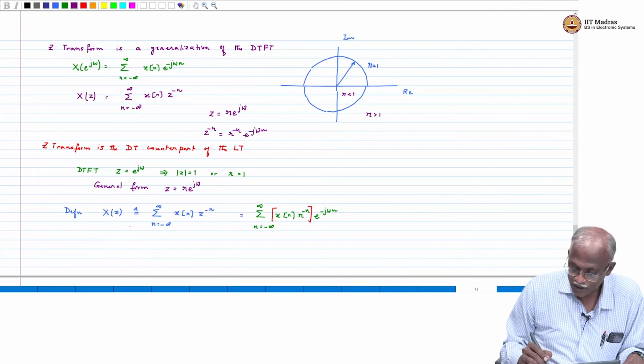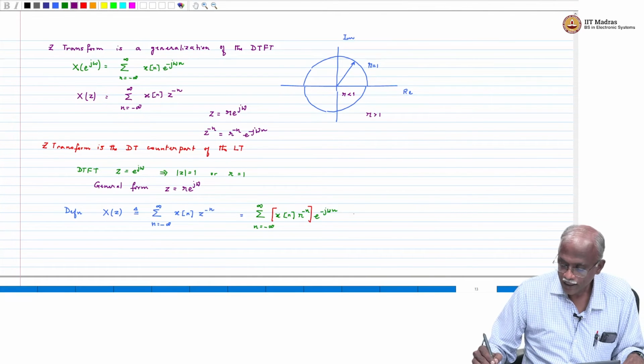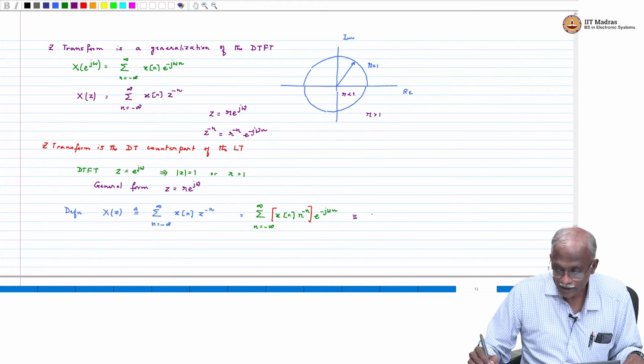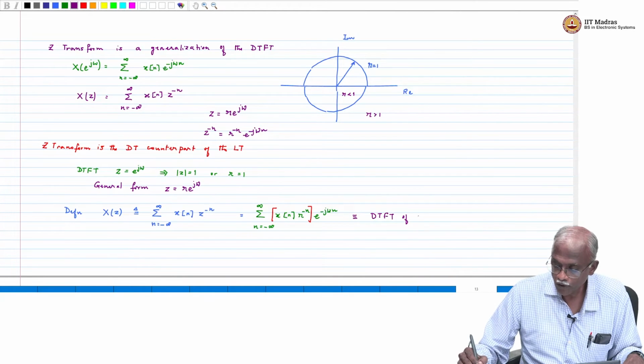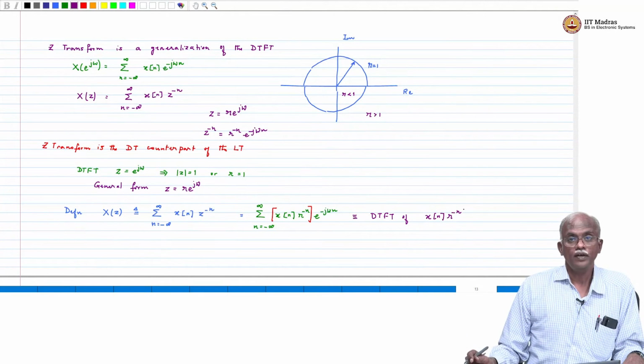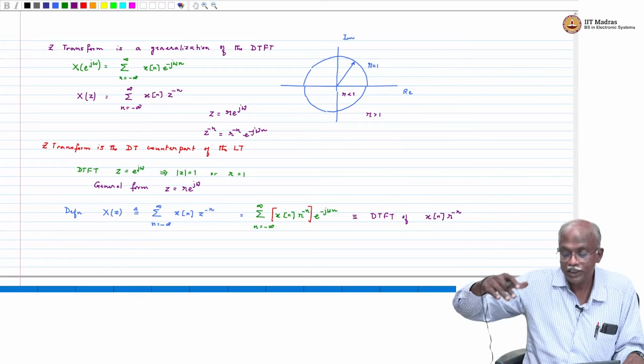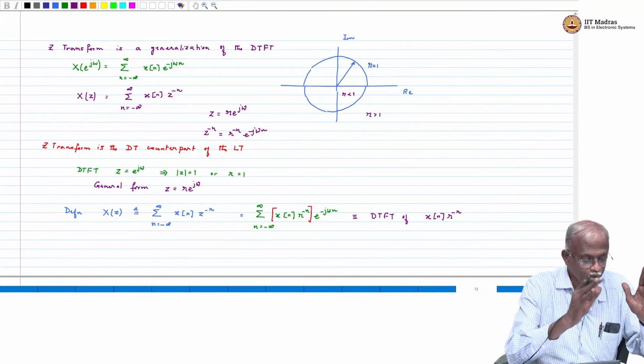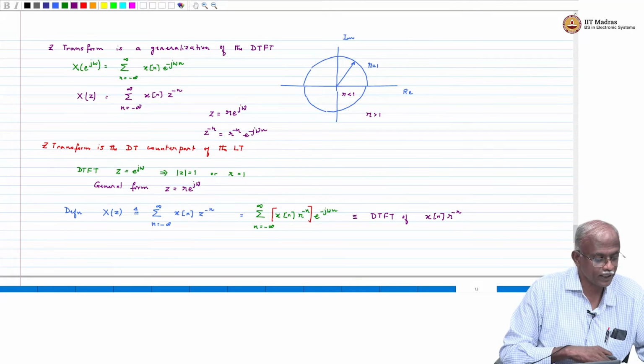So, the Z transform of x of n is also identically equal to the discrete time Fourier transform of the following sequence x of n r power minus n. Basically it is an exponentially weighted sequence for which we are computing the discrete time Fourier transform.